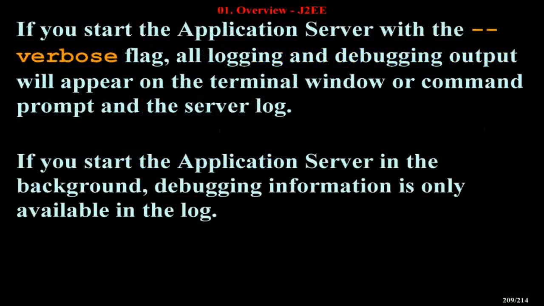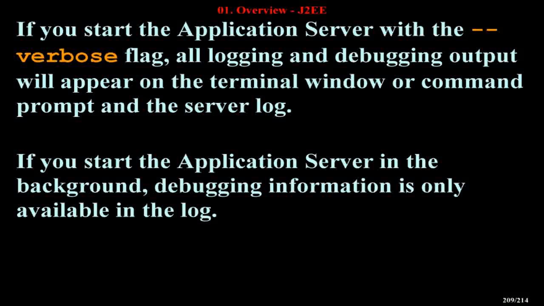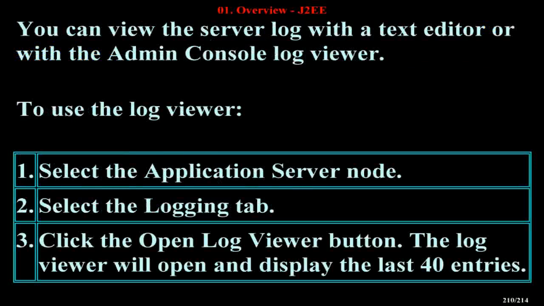If you start the application server with the verbose flag, all logging and debugging output will appear on the terminal window or command prompt and in the server log. If you start the application server in the background, debugging information is only available in the log. You can view the server log with a text editor or with the admin console log viewer.